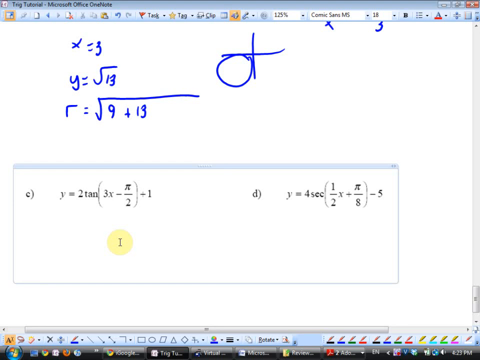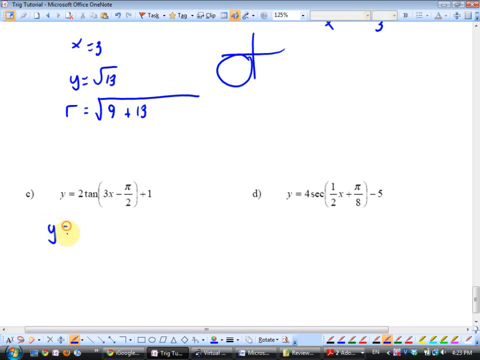Both of these, look. Both of these are not factored. Oh, those mean people. Both of these I'm going to have to rewrite before I actually do any stuff. So I'm going to have to rewrite this as y equals.